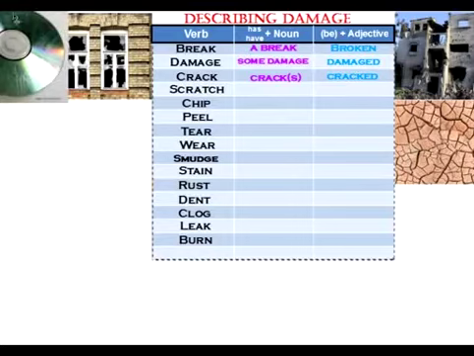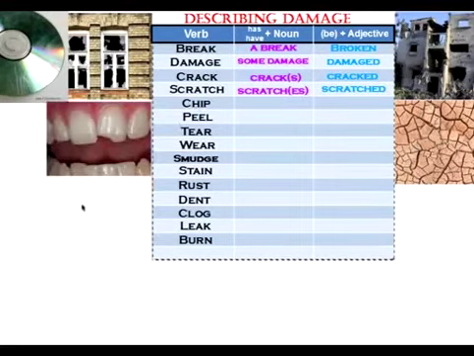Now, this is a common problem with CDs, if you still use these, right? And we could say the CD has scratches, or a scratch. And we can say it is scratched, using the adjective. Okay? Alright, let's look at chip.